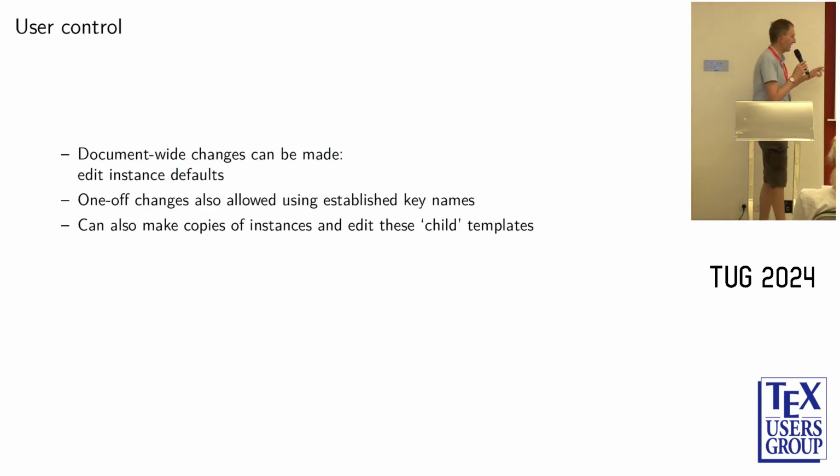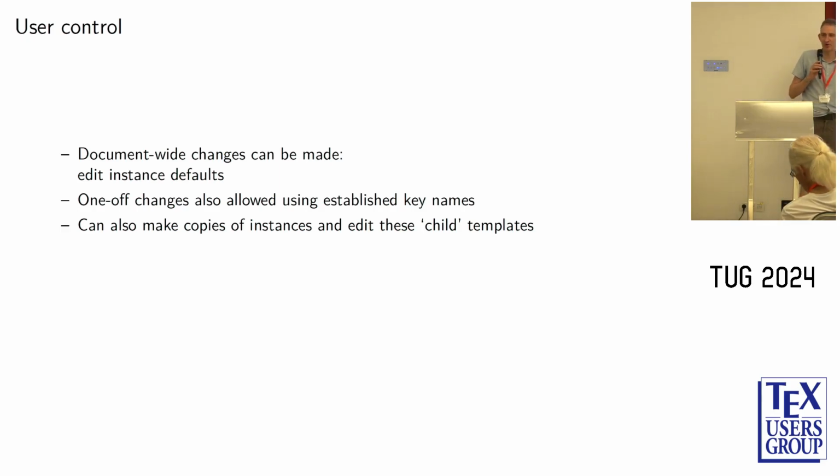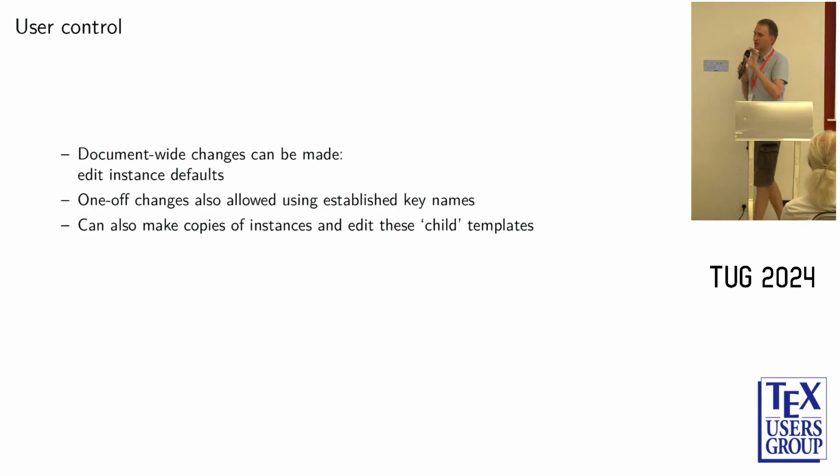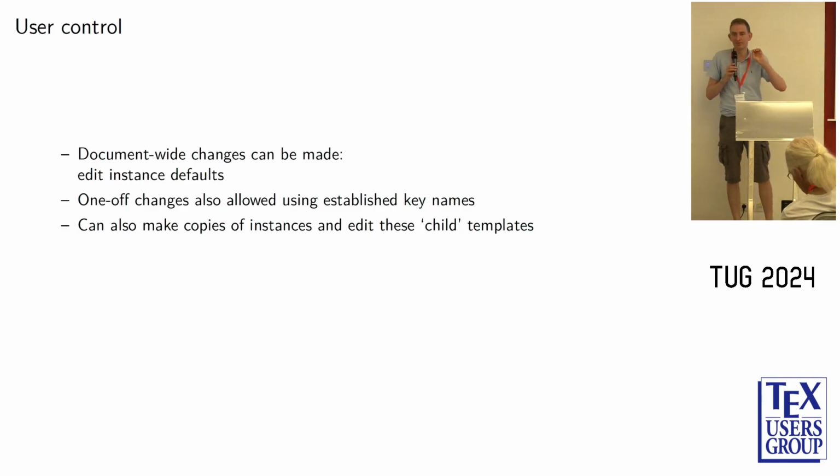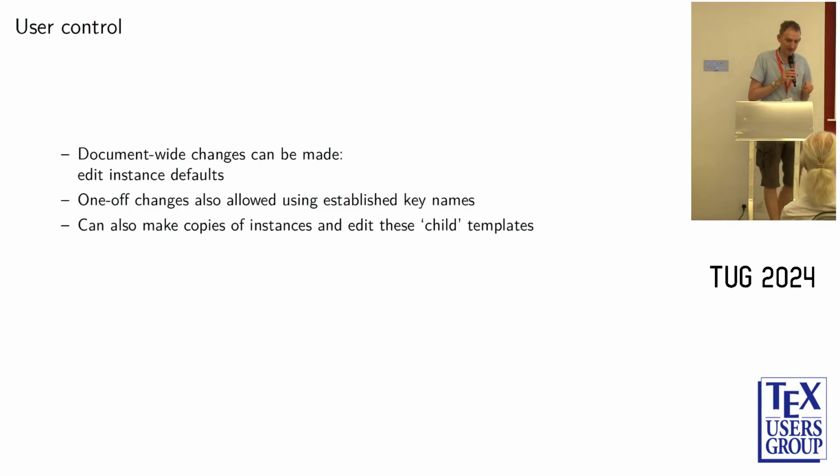You can also do more complicated things. You can make copies of these instances. So, I want to keep the original version, but I want to have my own version as well because I'm going to have half of my sections look one way and half look the other, and they have one variation between them, and we can copy them across, make a child template, child instance, and then we can unedit it.